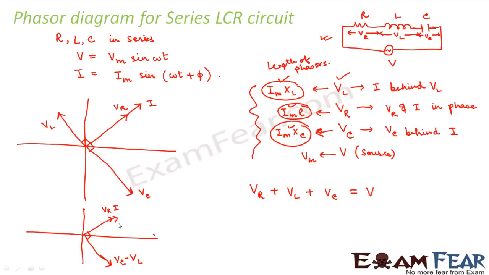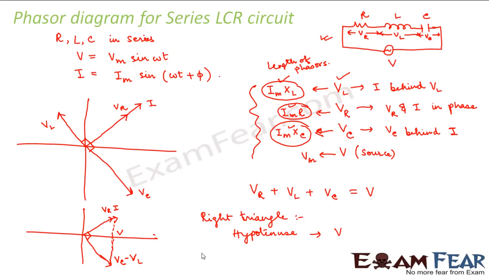So the resultant can be calculated from this triangle and this would be the resultant. So the line joining these two would be the resultant, right? So here we can say that this is a right angle triangle. We obtained a right triangle with the help of phasors whose hypotenuse is V, that is the source voltage. So the hypotenuse of this right triangle is the source voltage.